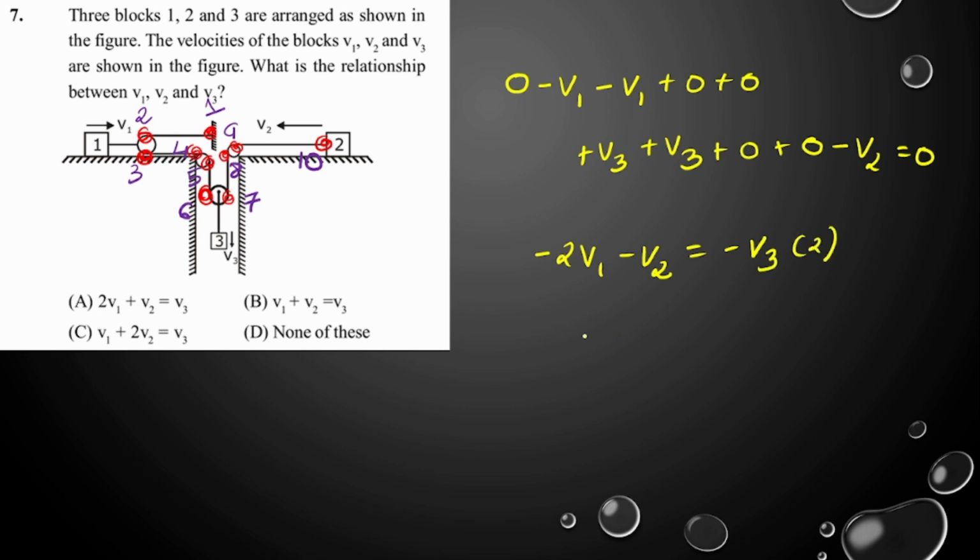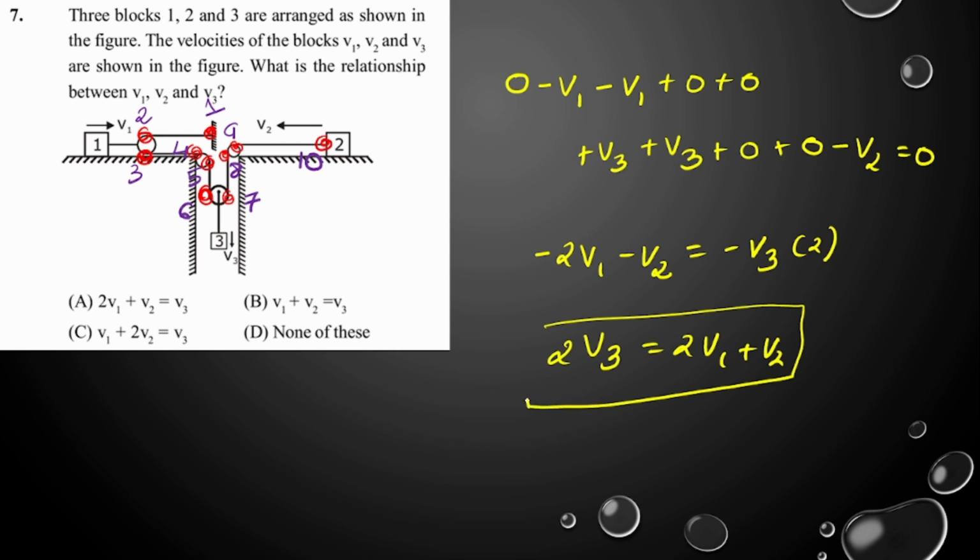So 2V3 is equals to 2V1 plus V2. Check the options. None of the options have 2V3, so our answer is none of these. 2V3 is equals to 2V1 plus V2. We don't have any such option, so our answer is none of these.